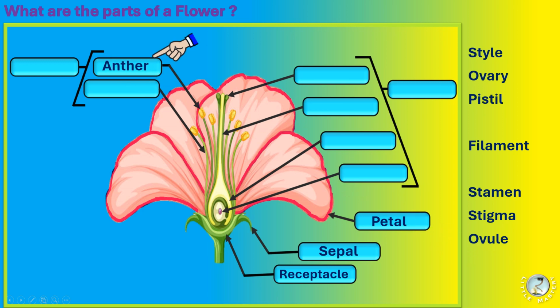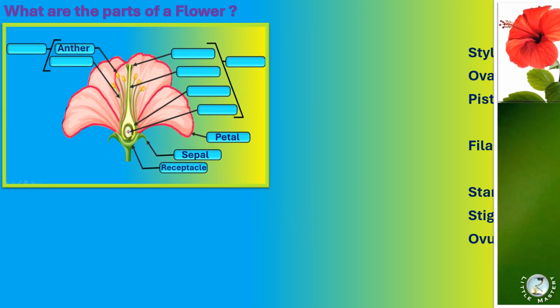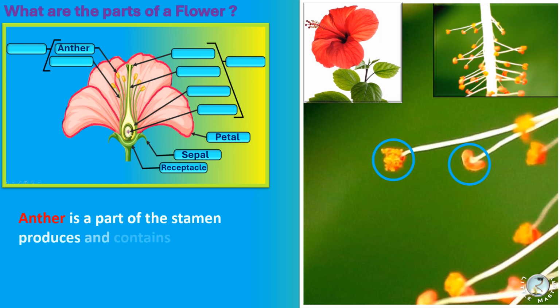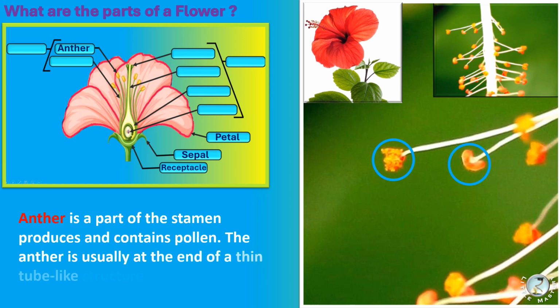Anther. Anther is a part of the stamen that produces and contains pollen. The anther is usually at the end of a thin tube-like structure called the filament.